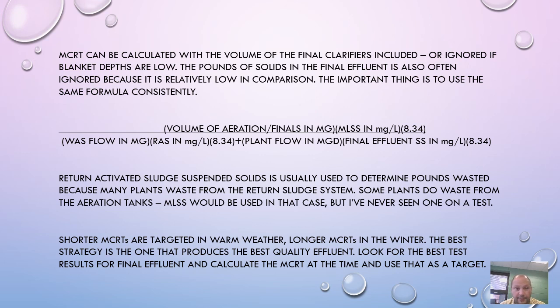Some plants in real life do actually waste from the aeration tanks, but I've never seen that expressed that way on an exam question. So also generally with mean cell residence time, typically at a conventional activated sludge plant, we look to have shorter mean cell residence times in the summer because the microorganisms are much more active and grow quickly. And then in the winter time, because their growth is slowed as well as their general activity, we're going to hold longer MCRTs in the wintertime. So that's a basic fundamental concept of operating an activated sludge plant. Shorter MCRT during warm weather, longer MCRT in the winter when the bacteria is less active.